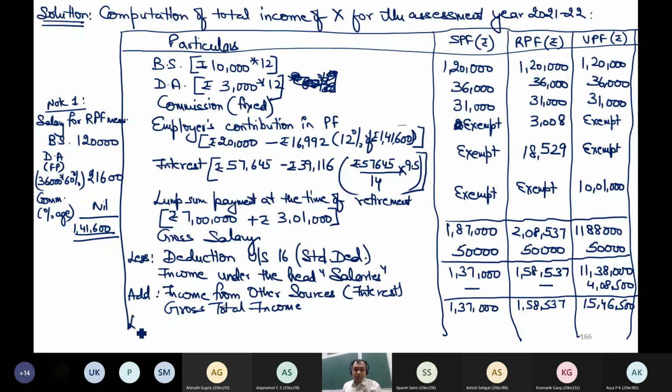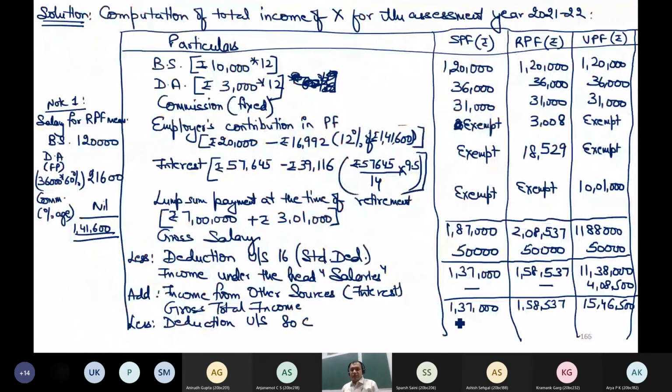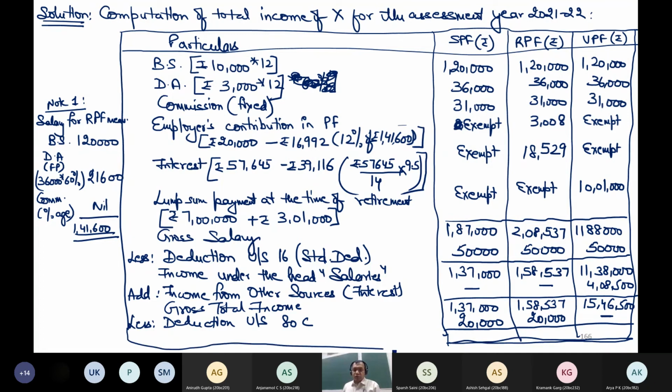Now, after gross total income, what comes? Deduction under section 80, and I know that in my case there is a deduction under section 80C, for my contribution. My contribution was also 20,000 per year, so government gives me benefit. In case of SPF, for my contribution I will get a deduction. In case of RPF, for my contribution, I will get a deduction. But in case of UPF, for my contribution, I will not get any deduction. That will go waste for the purpose of the tax department. That's it. This is my final answer, total income.